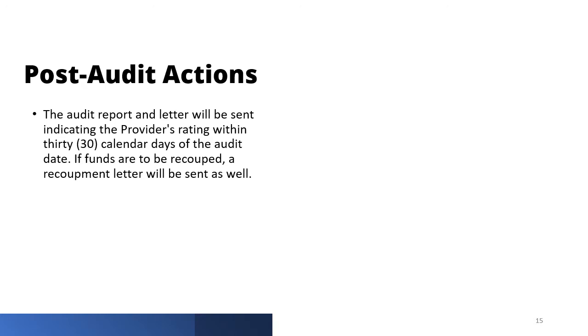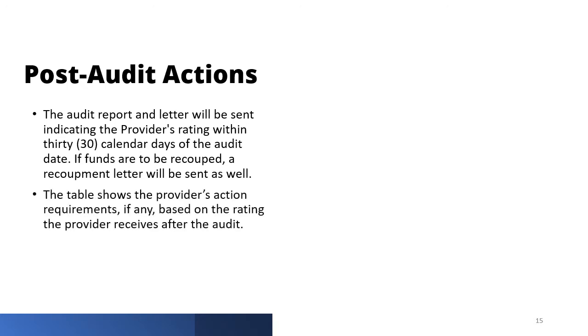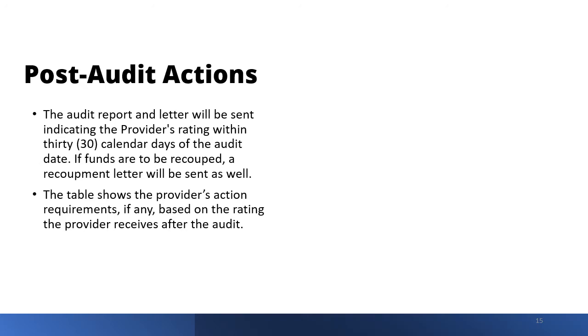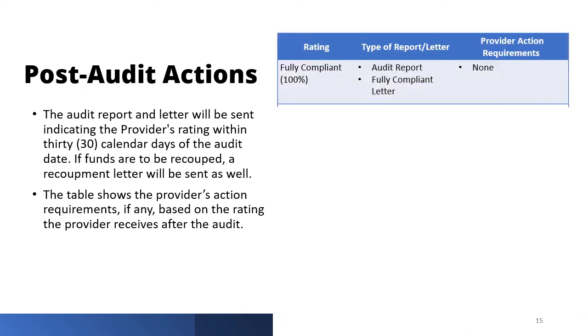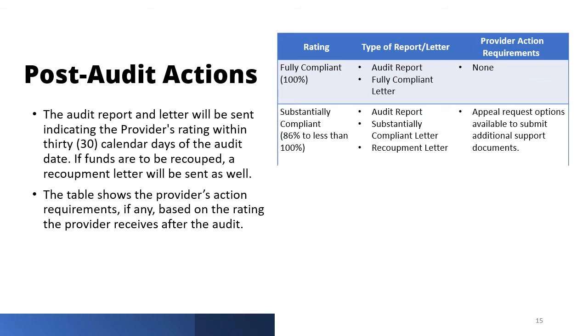Based on the rating the provider receives after the audit, additional requirements may be needed as shown here on the table. For a rating of fully compliant, the provider will receive an audit report and a fully compliant letter with no additional requirements. For a rating of substantially compliant, the provider will receive an audit report, a substantially compliant letter, and a recoupment letter if applicable, and an opportunity to submit additional support documents that were not available or submitted during the fiscal audit date.